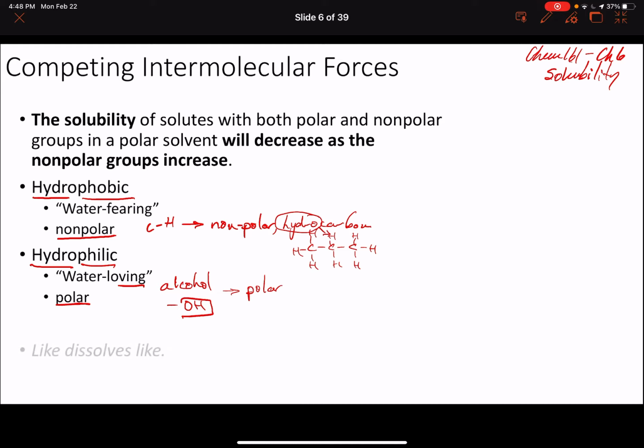Okay. And so to guide us through all that, we have the idea of matching polarity or matching these hydrophobic and hydrophilic parts of molecules. And a way to help us with that, we have the saying, dissolves like. So polar dissolves polar, nonpolar dissolves nonpolar.